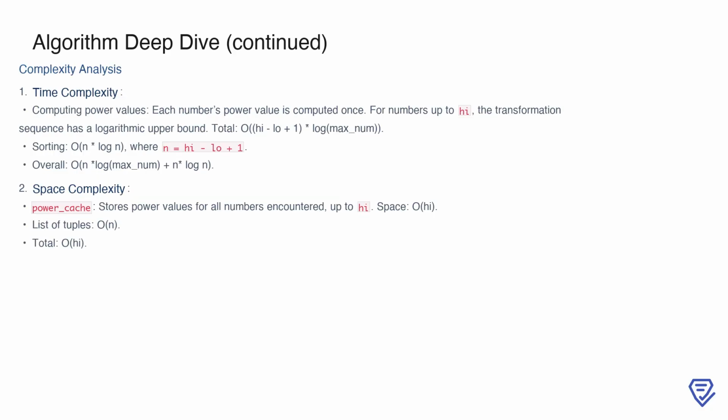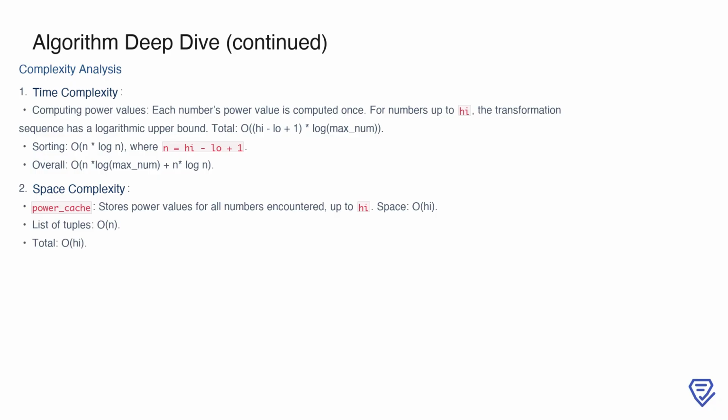Finally, let's analyze the complexity of the algorithm. For time complexity, the computation of power values dominates. Each number's power value is computed only once, and since the transformation sequence involves dividing the number by 2 repeatedly, the sequence has a logarithmic upper bound. For all numbers in the range [low, high], this gives a time complexity of O((high - low + 1) log(max_number)). Sorting the list of tuples adds another O(n log n), where n is the number of elements in the range. Combining these, the overall time complexity is O(n log(max_number) + n log n).